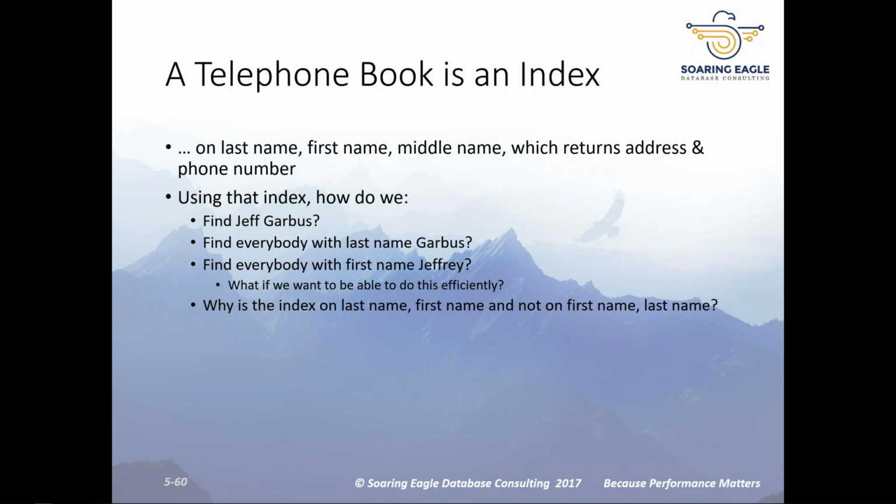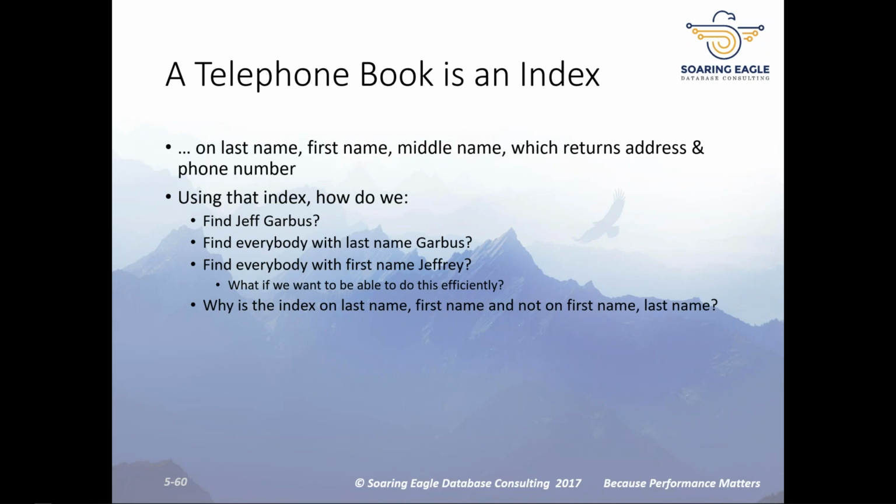Now, let's ask a different question. What if we want to bring back all the Jeffreys? At this point, the telephone book kind of flops as an index because in order to find all the Jeffreys, I have to turn every single page in the telephone book and look at the Jeffreys. Well, that is slightly faster than dialing every phone number in the book and asking, are you a Jeffrey? It's an inefficient use of the index.